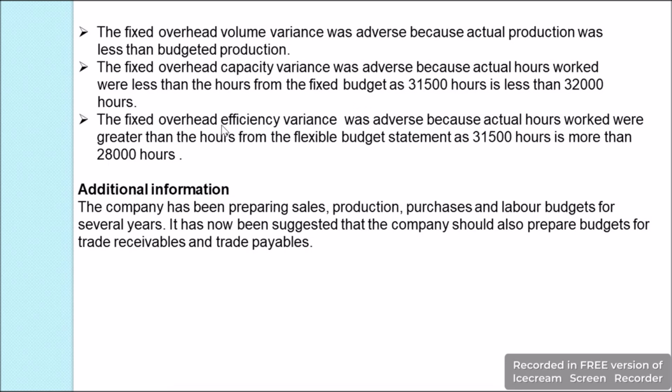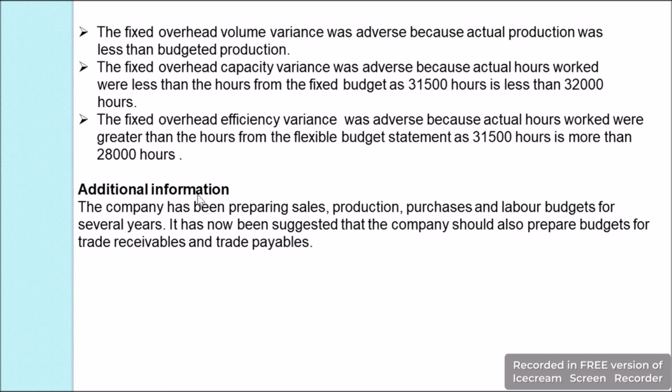Furthermore, the fixed overhead efficiency variance was also adverse. Why? Because the actual hours worked were greater than the hours of the flexible budgeted statement. We have seen the actual hours was 31,500 hours and the flexible budgeted statement hours was 28,000 hours, and this difference led to an adverse fixed overhead efficiency variance.